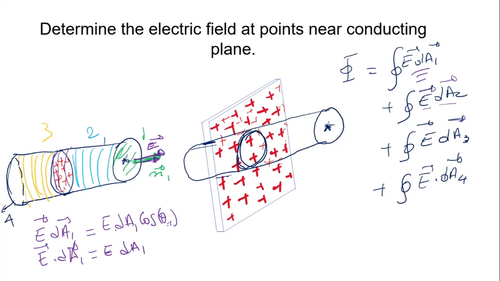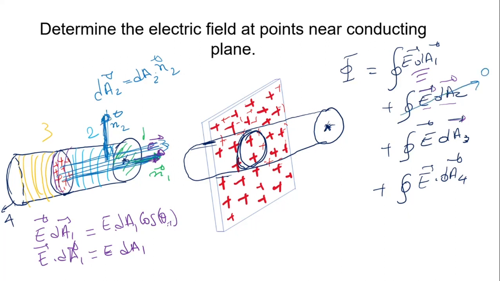The normal to this area 2 is N2. Remember, dA2 is the area 2 times the normal to this area, which is the vector perpendicular to the area and outward. So what do we see? The electric field goes from these charges outward and is perpendicular to this N2. That means there is no flux in this lateral area 2.